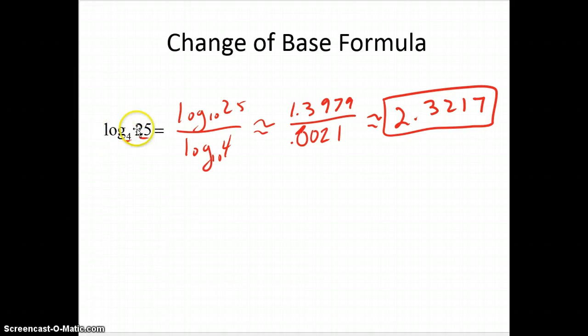Okay, so we've used the change of base formula to find a log that we may not have known the actual value of, but we can definitely approximate it. So really the biggest thing here is setting it up, plugging it in, and then making sure you do the calculator stuff correctly.